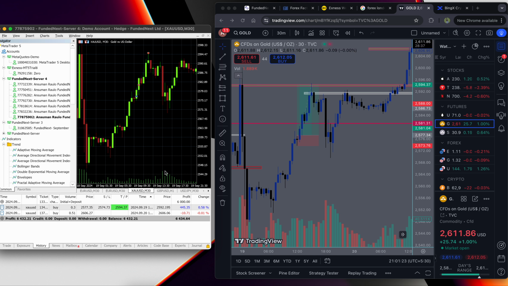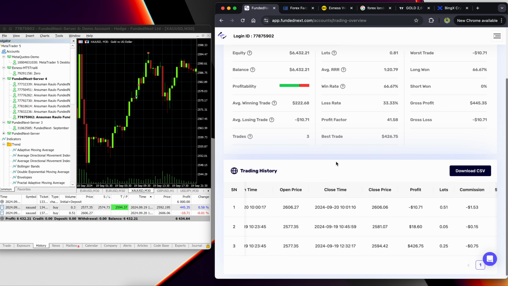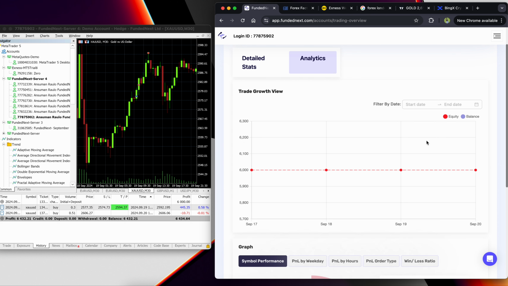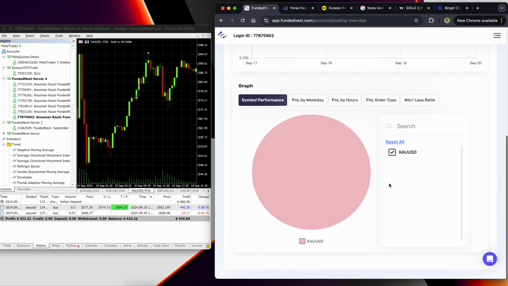And yeah, that's it for the day, guys. This was a trade which made my funded account hit its profit target, and by this single trade only I hit the profit target of this funded account. And as you can see, this is all the detailed statistics, and this is the analytics. I mostly trade gold though, so here XAU USD. Let me show you the detailed statistics.